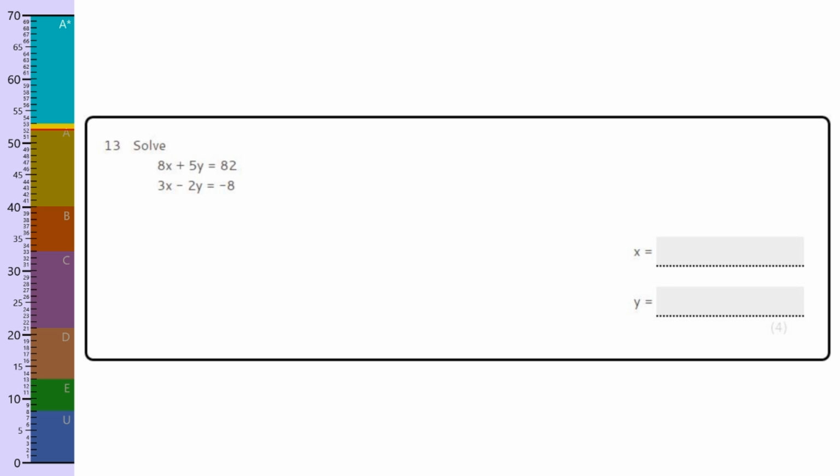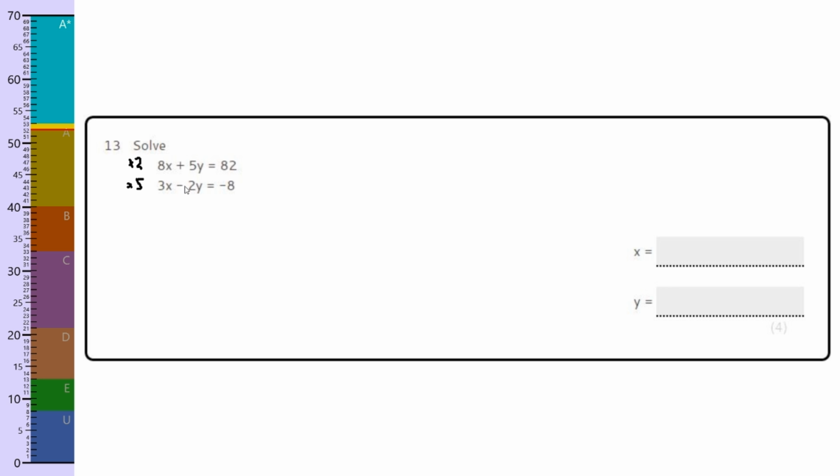Question 13, if you'd like to pause the video now and have a go. Okay, so we've got simultaneous equations here. Now we don't have any of the coefficients the same, so we're going to have to convert them. I'm going to convert the y's to make them the same. So this is 5 and this is 2, so I want them both to be 10. To do that, I'm going to times this equation by 2, and this equation by 5, because 5 times 2 is 10, and 2 times 5 is 10.